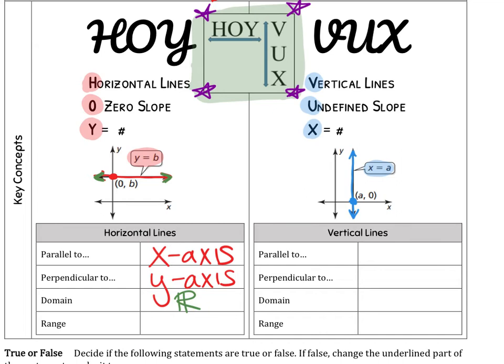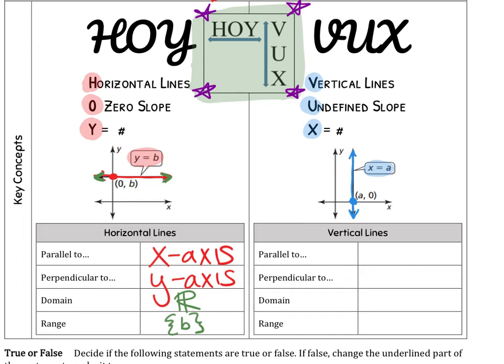The range, however, is just the number where it crosses that axis. So we would include a list of just the number b, whatever b is. What does b stand for again? Your y-intercept. What does b stand for, class? Y-intercept happens every time, especially for HOY lines.